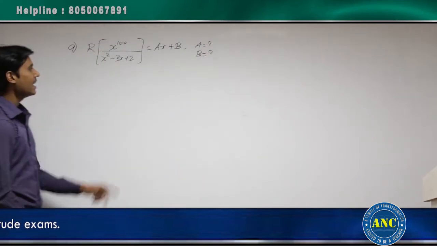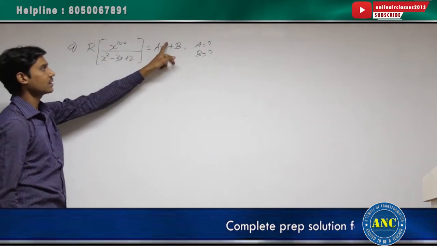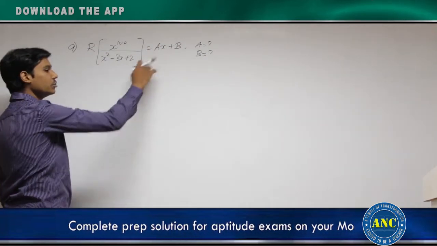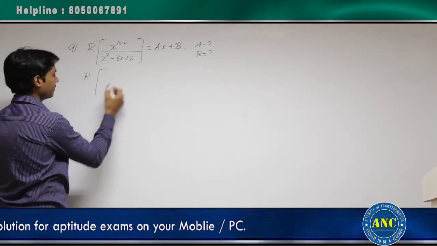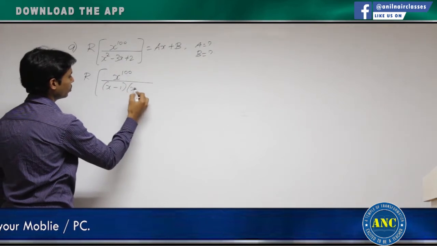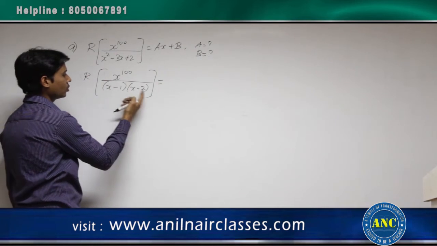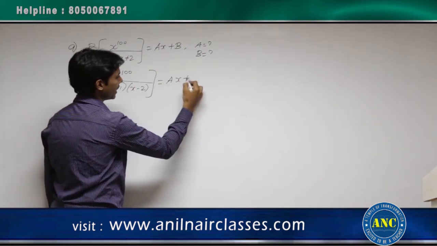Now see here. Any polynomial expression when divided with an expression of degree 2 has possible remainders of degree 1 and degree 0. They themselves have given it in the question, but even if they don't, you need to understand that it should be ax + b. Same logic: x^100 divided by x^2 - 3x + 2, which is (x - 1)(x - 2), is equal to ax + b.